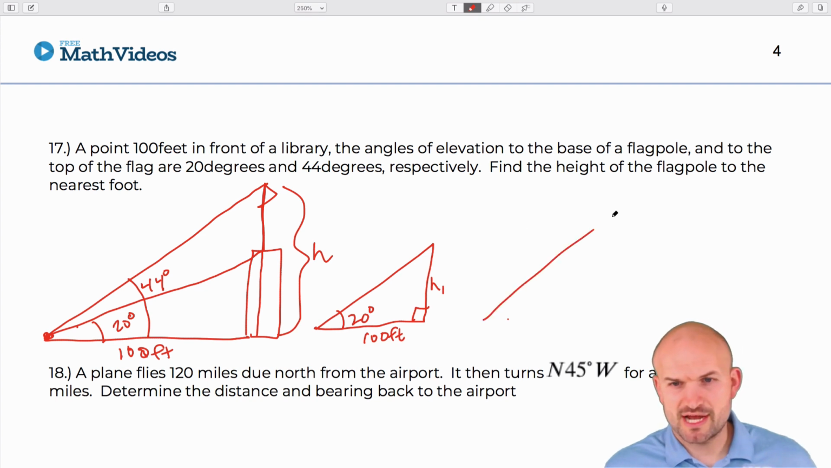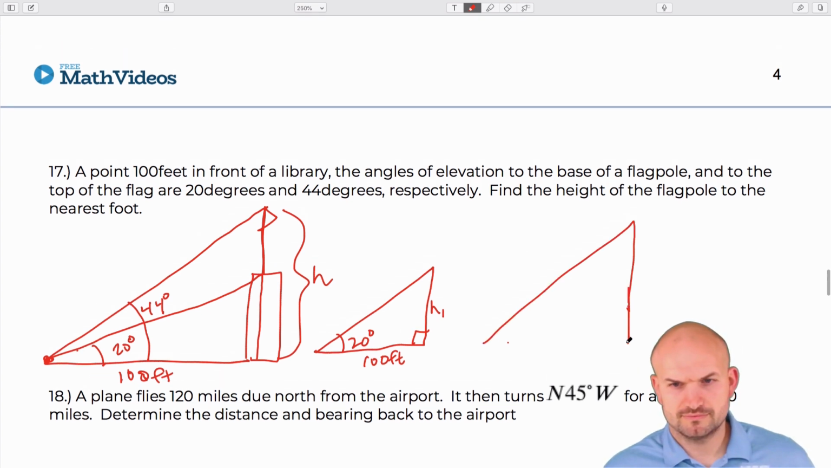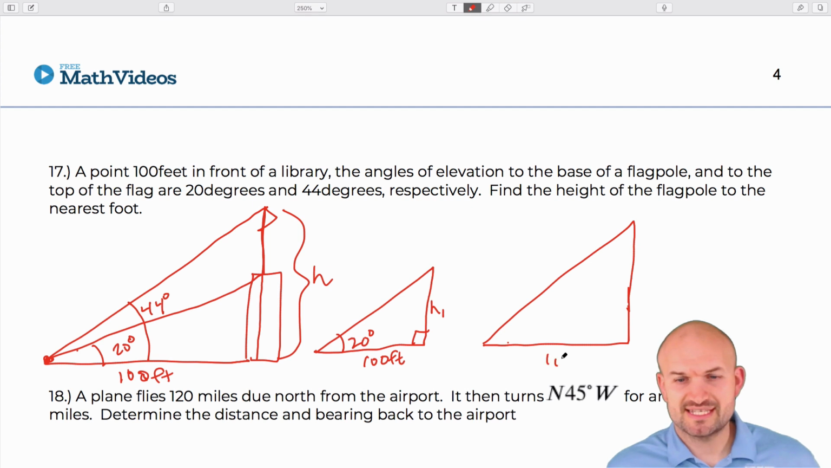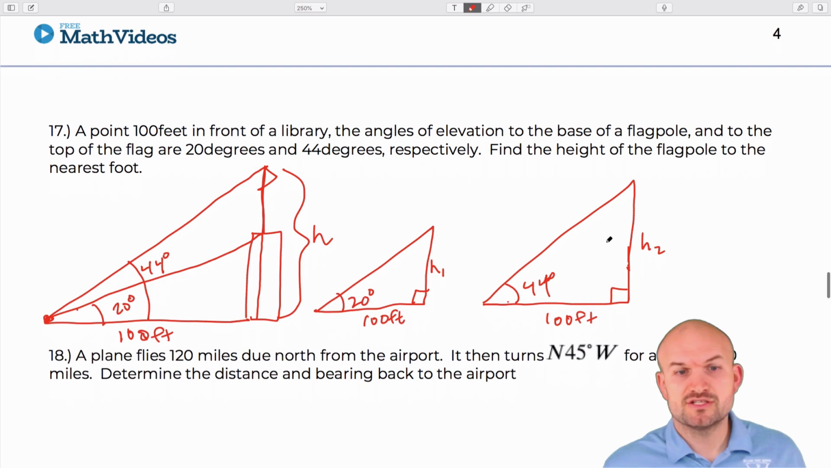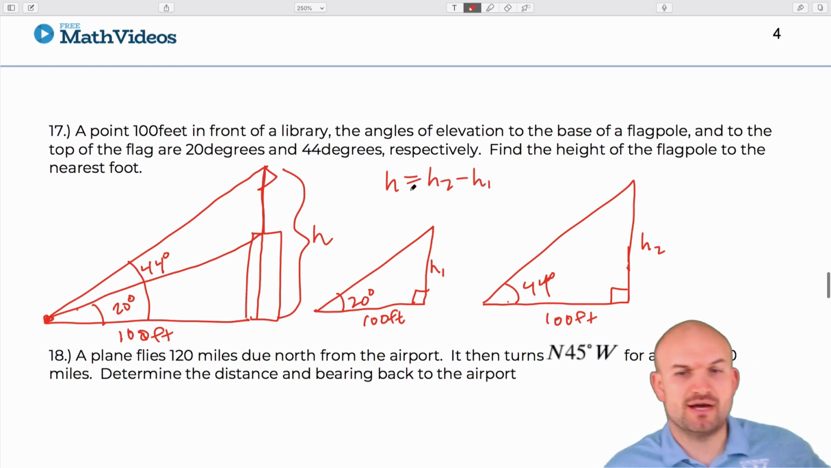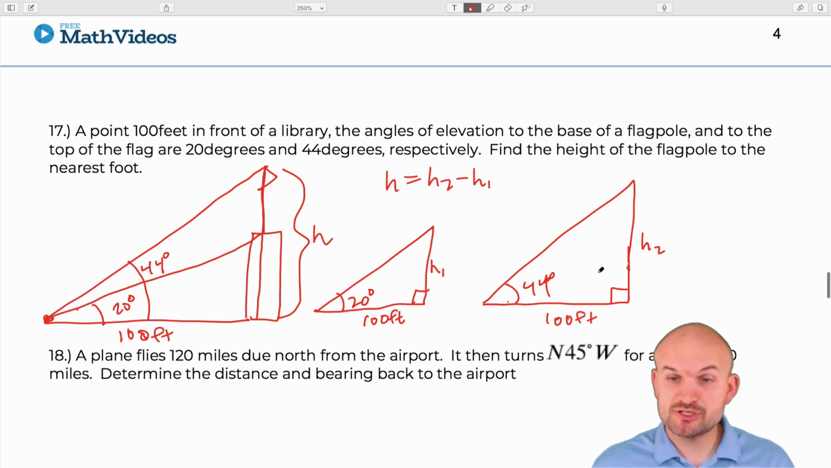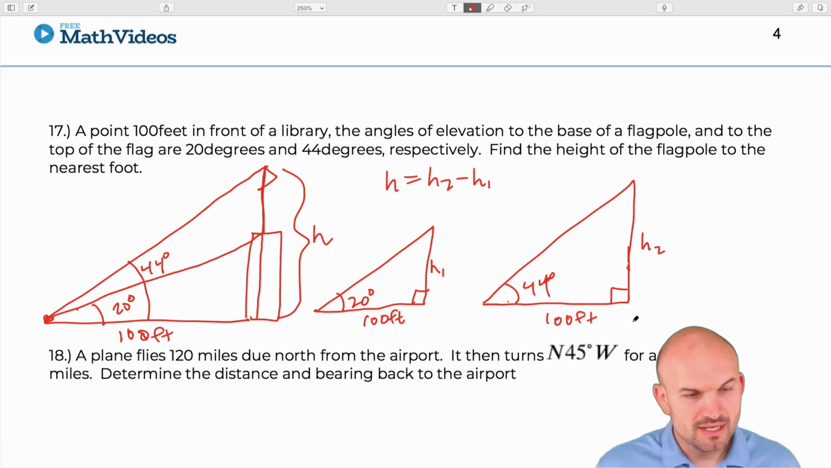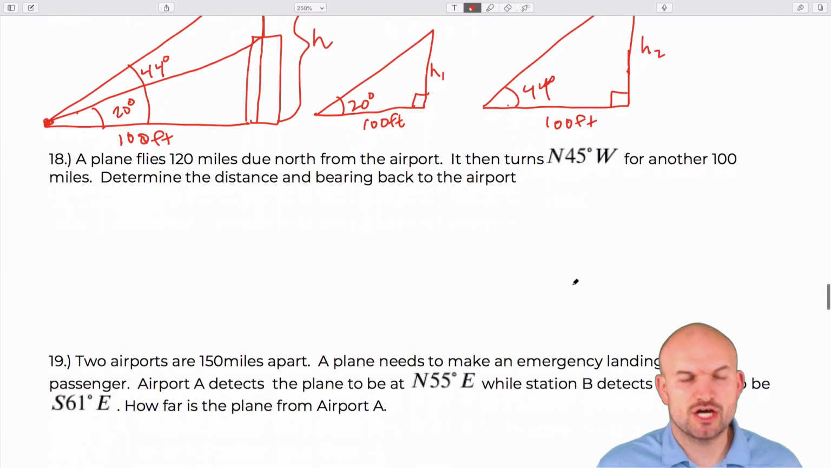So then the next triangle, we could say that's still 100 feet, but now it's going to be 44 degrees, and we'll call that h2, right? So now we know that h is going to equal h2 minus h1. And now we just need to go ahead and use right triangle trigonometry to be able to find our missing side.